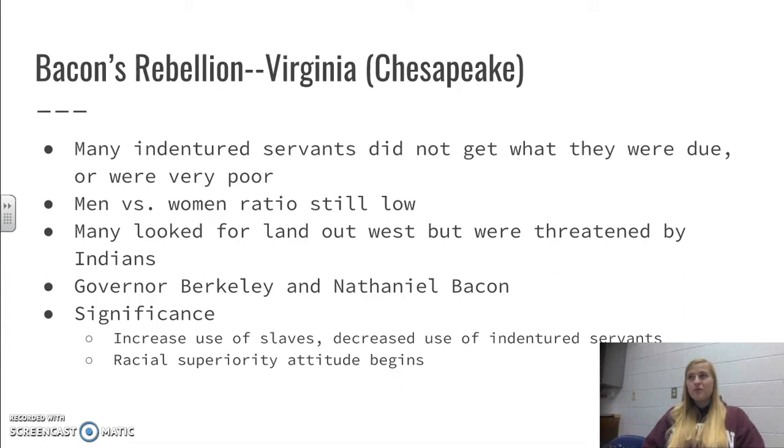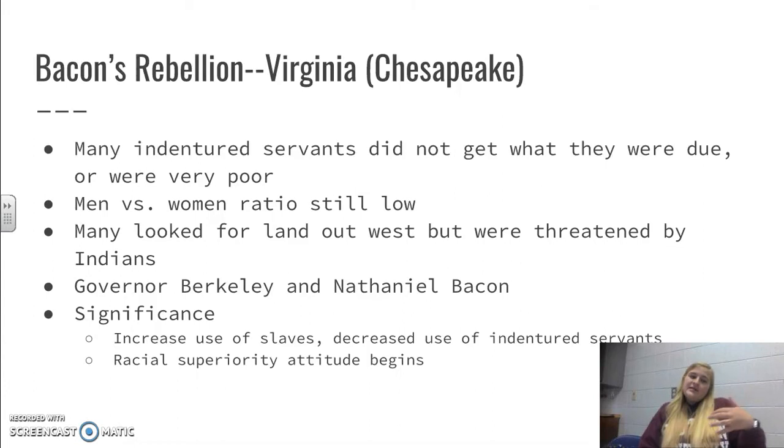So what furthers this story even more, makes it interesting, is that Nathaniel Bacon will die of disease, and Governor Berkeley, after his death, comes in and crushes the rebellion, comes back to Virginia. But the significance of this is that planters see the white indentured servants as too difficult to control, and that will lead them to turn to slavery.